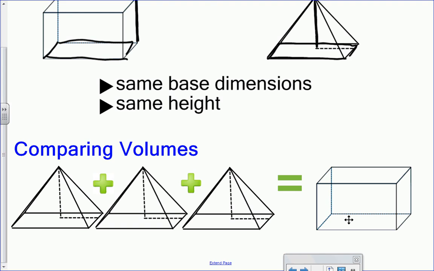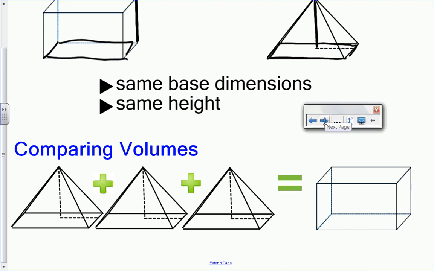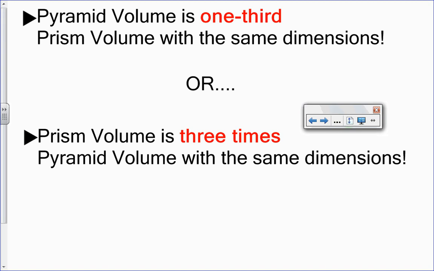And again, I do have a video illustrating this with liquid, so you can check that out if you want to see a visual demonstration. What that means is that the pyramid volume is 1/3 of the prism volume with the same dimensions, or vice versa, the prism volume is 3 times the pyramid volume. So to find the volume of a pyramid, we just find the volume of a rectangular prism and then divide it by 3. That's what 1/3 means: take your volume and divide it by 3.